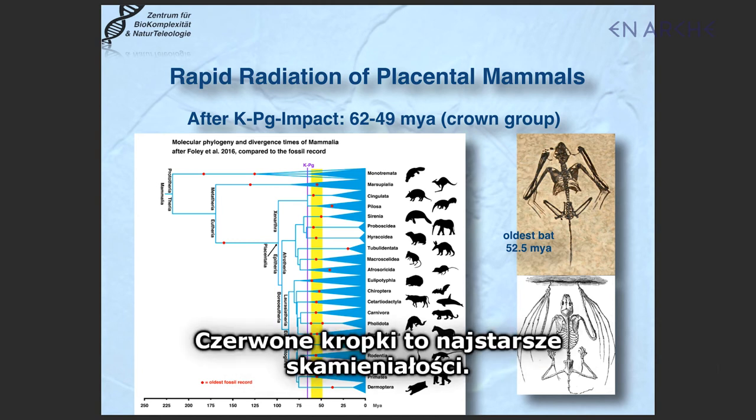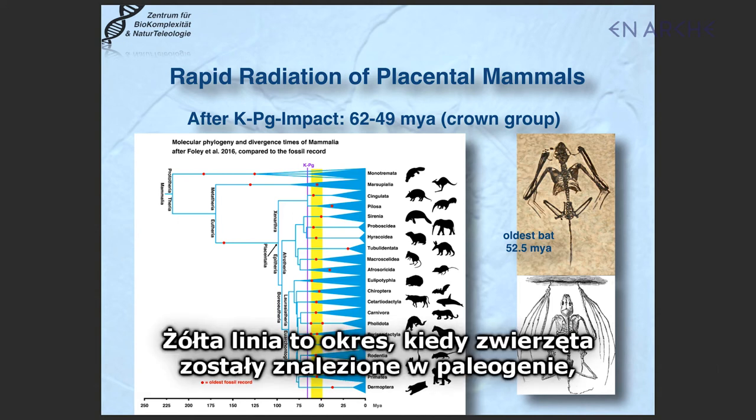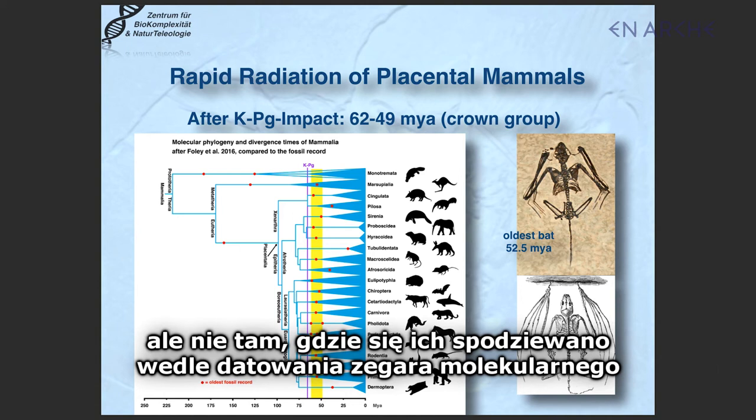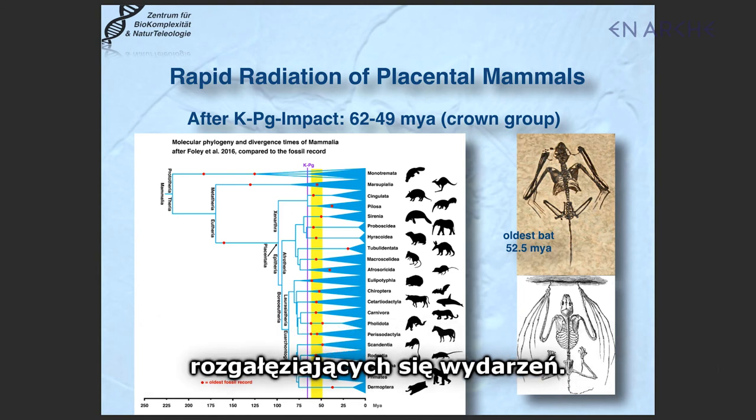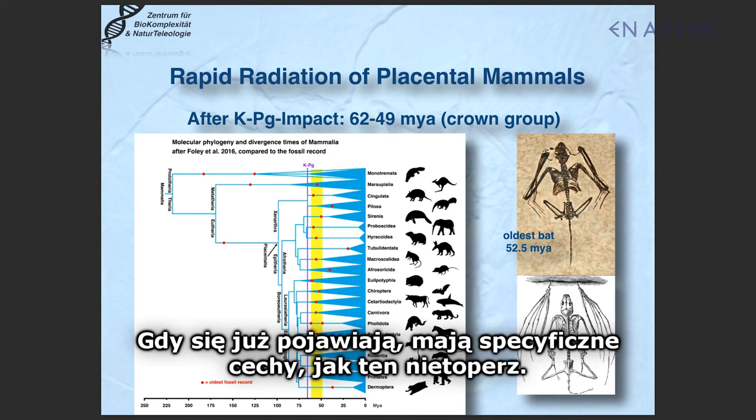And you see here the red dots are the actual oldest fossil finds. You find them all in this yellow region, in this short period in the Paleogene, and none of it where they should be according to the molecular clock dating of the branching events. And when they appear with their distinctive body plans.